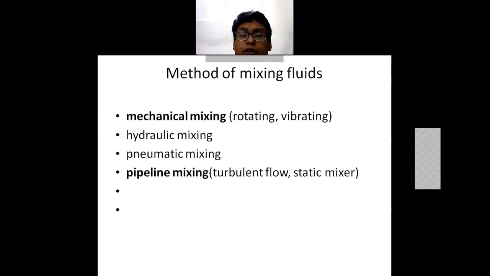The method of mixing, that is mechanical mixing, may be rotating or vibrating; the vibrations also help for mixing. Then hydraulic mixing processes, where the fluid itself is rotated again and again. The pneumatic mixing is also there. Then pipeline mixing, that is the turbulent flow or static mixers that will be there.